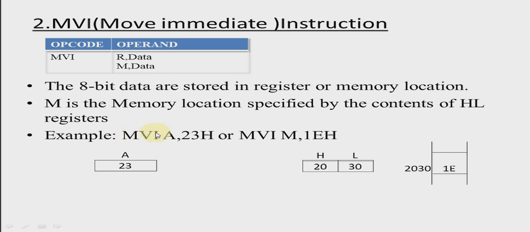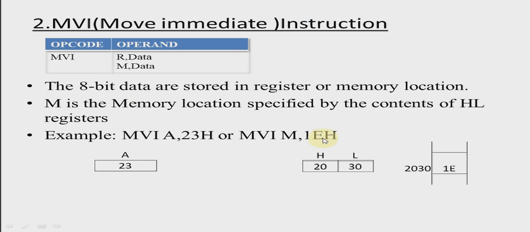So let's take an example. If I write MVI A, 23, A is the example of R. So I intend to load this 23 into my register A, which is also known as the accumulator. If I go and check my accumulator, I will find 23 in that. The H stands for hexadecimal base, so 23 is in hexadecimal base. Now MVI M, 1E.